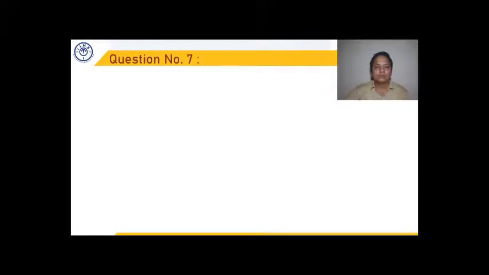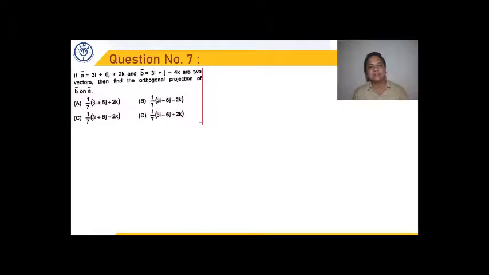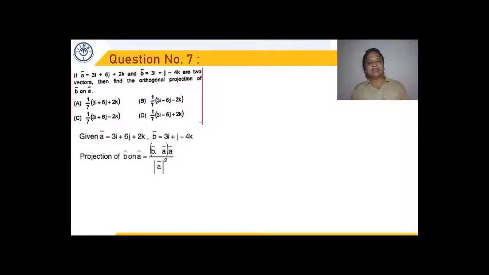Now we move to question number 7 of the handout. It says a vector A, 3i plus 6j plus 2k, and vector B, 3i plus j minus 4k, are two vectors. Then we have to find the orthogonal projection of B on A. So vector A is given as 3i plus 6j plus 2k. Vector B is given as 3i plus j minus 4k. Now projection of B on A is B dot A vector divided by modulus of A vector square. We are using this formula.